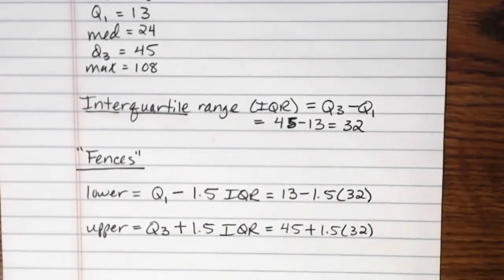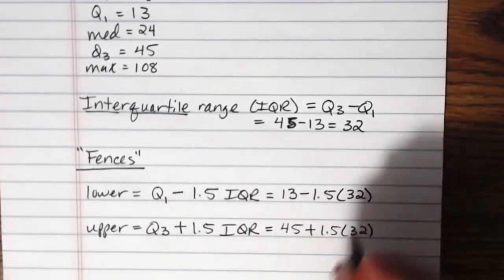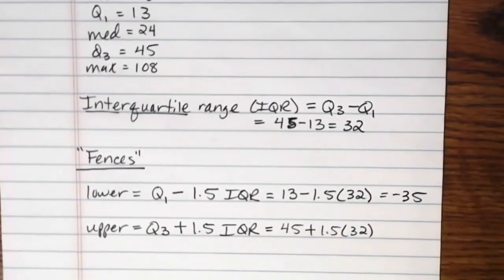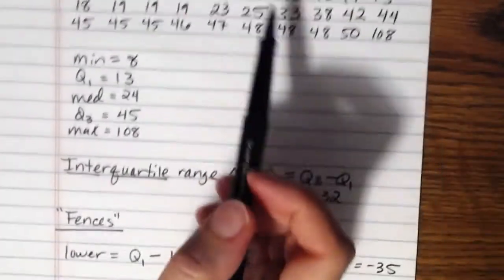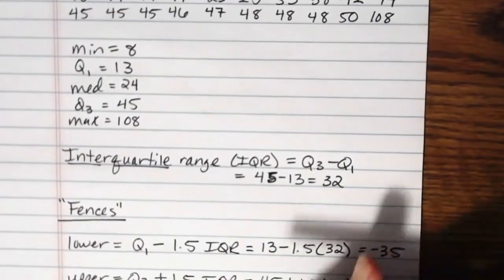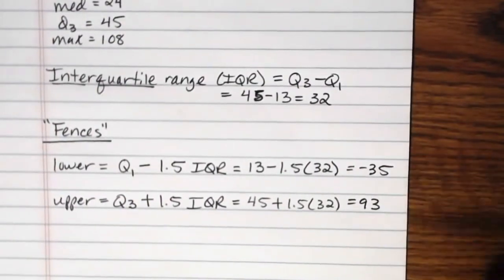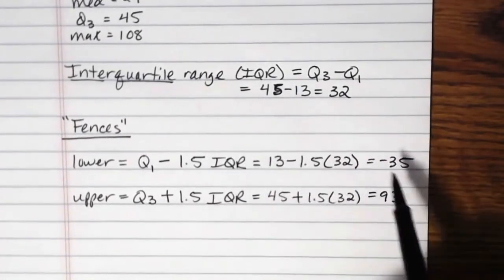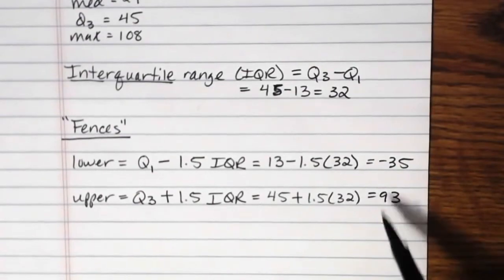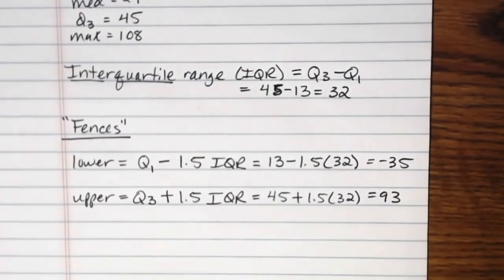And we'll just crunch both of those through. 13 minus 1.5 times 32 gives us negative 35. And 45 plus 1.5 times 32 is 93. Okay, so any values in your data set that are between the fences, that are between negative 35 and 93, those are just normal data values. Any values that are below the lower fence or above the upper fence are construed as outliers.